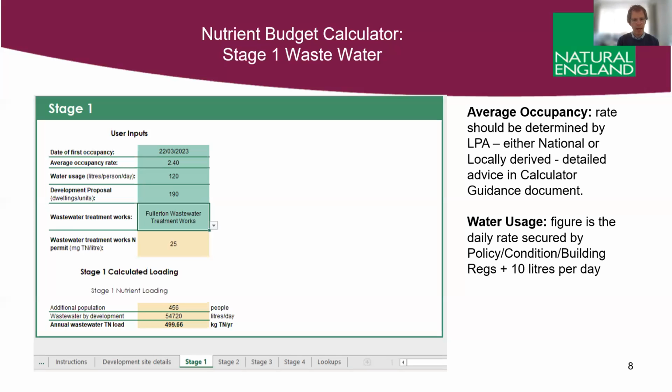milligrams of total nitrogen or total phosphorus per litre for that works. And what that enables the calculator to do at stage one is, using the additional population and the water use per person per day, it enables a water use figure and then a total nutrient load from that wastewater to be provided, which is that figure at the bottom of 499.66 in this particular example.